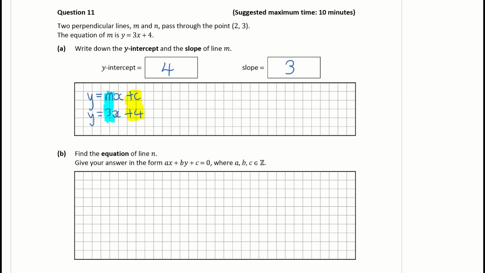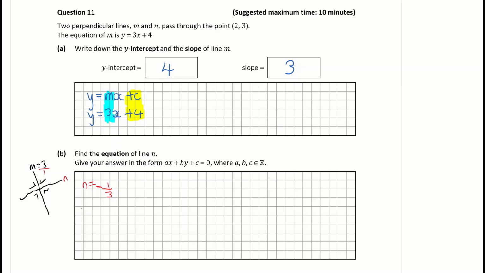Give your answer in the form ax plus by plus c is equal to 0. Now n is perpendicular to the line m, so if two lines are perpendicular to each other, it means they meet at right angles. And the slope of the equation m is 3. So in order to get the perpendicular slope of the line n, I need to flip the fraction and change the sign. So the slope of m is 3 over 1. Flip it, it becomes 1 over 3, and I make it a minus fraction because I changed the sign. So that's my slope for the line n.